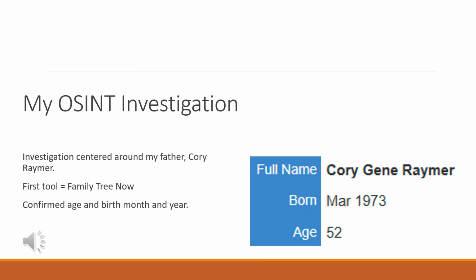Now, I will show you a little OSINT investigation I have done myself on my father, Corey Raymer, with his permission, of course. The first thing I used was his name in a tool called Family Tree Now. What I confirmed was that he was indeed born in March of 1973, and I've been telling his correct age of 52 to those around me.